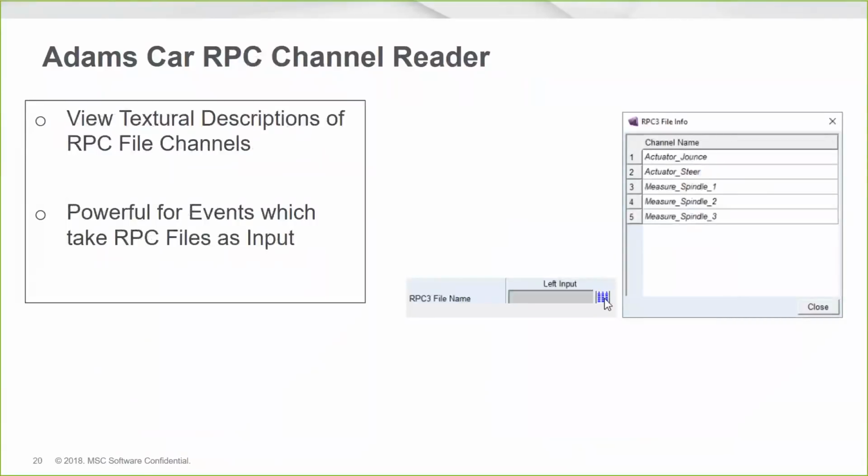Adams Car has an RPC channel reader now, which allows textual descriptions of RPC file channels. This is very powerful for events which take RPC files as an input, so when you're setting those things up you can look through and see what channel 1, 2, 3, etc. actually are.